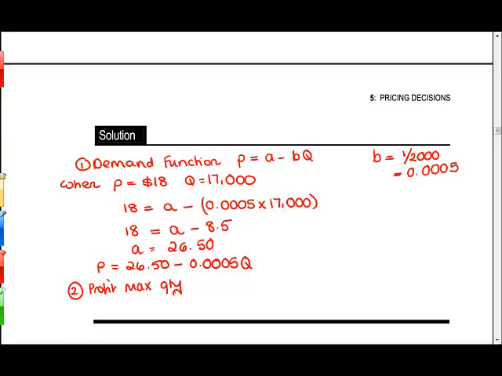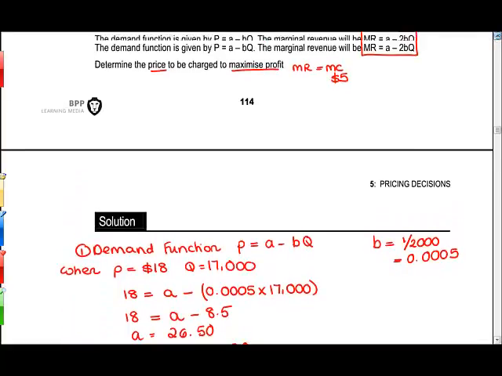So the profit maximising quantity then is going to be where the marginal revenue is equal to the marginal cost. So 5 is equal to 26.50 minus, and the formula, remember, for the marginal revenue is A minus 2BQ. So that'll be 2 times 0.0005, which is 0.001.